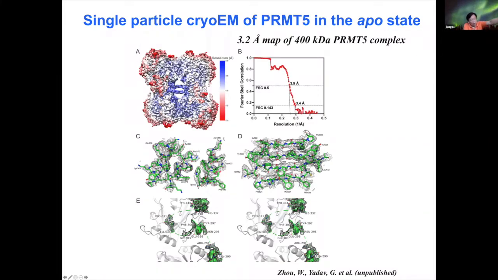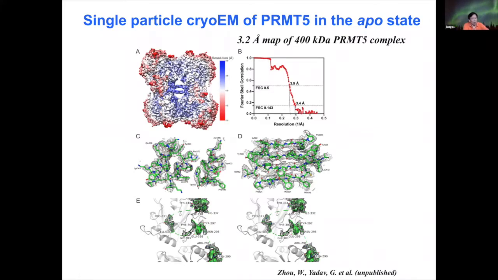A is the full complex containing 4 copies of PRMT5 in the middle, and then 4 copies of the MAP50 actually here. As you can see, at the current resolution 3.2 angstrom, you can clearly see the side chains of the bulky residues very well, and also the loop. There is a flexible loop right next to the active site somewhere here.